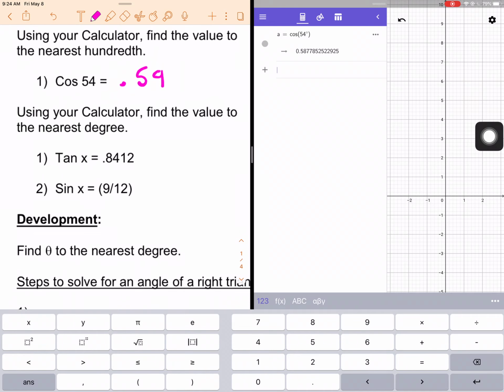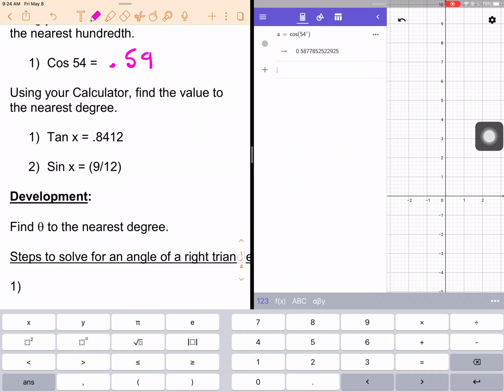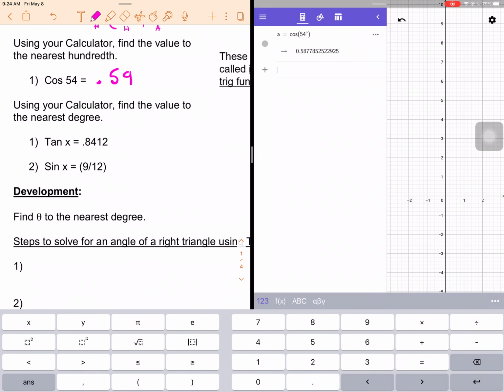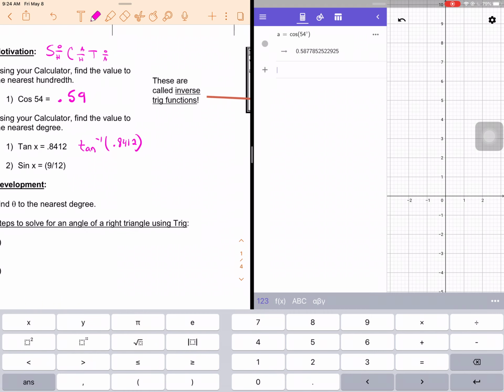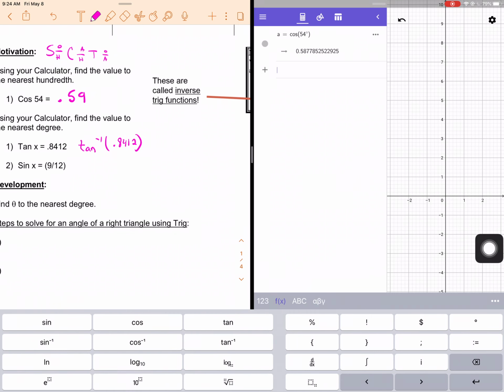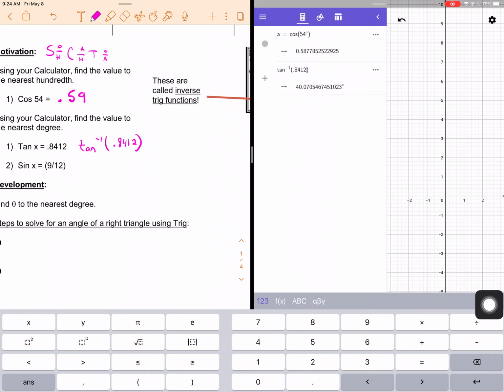So it says here, if the tan of some angle x is 0.8412, what is the angle x to the nearest degree? So the way we do that is called inverse. You may remember tan inverse of 0.8412. Now, how do we do that? Well, in our calculator, we're going to hit f of x, and instead of hitting tan, we're going to hit tan inverse. It's right underneath it. And then we put 0.8412, and it's telling us that if the angle is 40 degrees, then that will be the ratio.